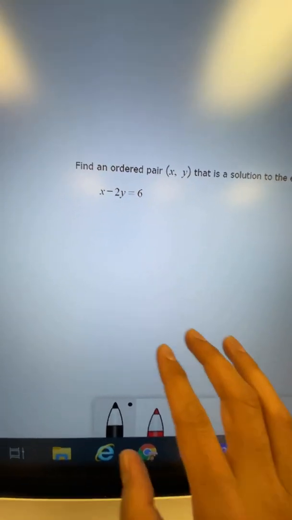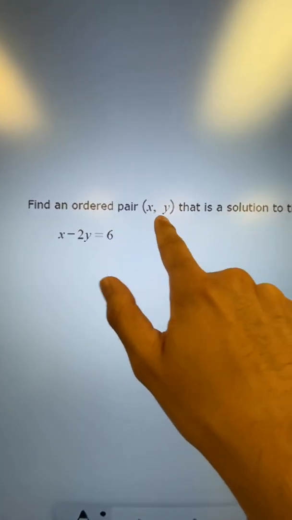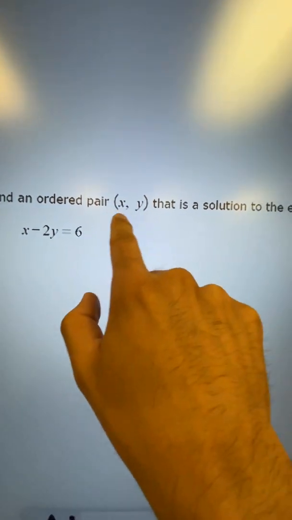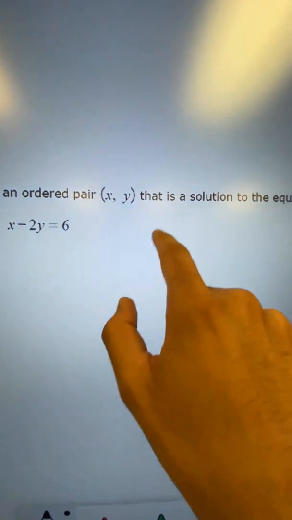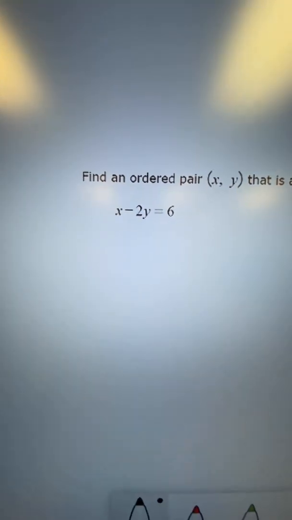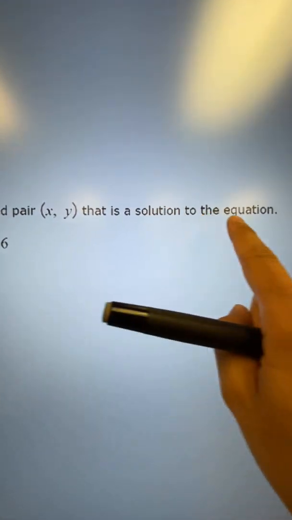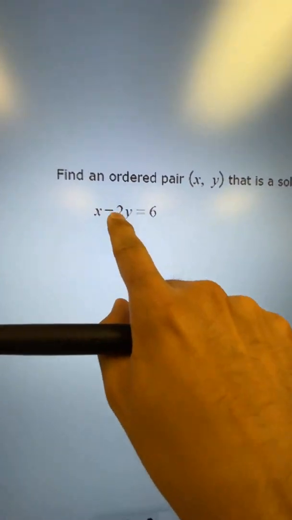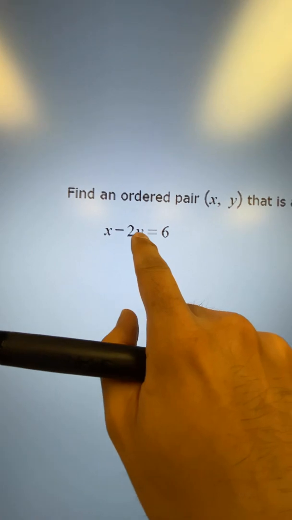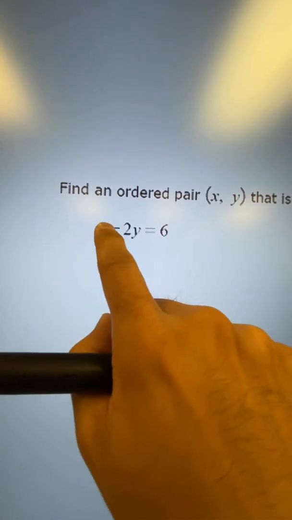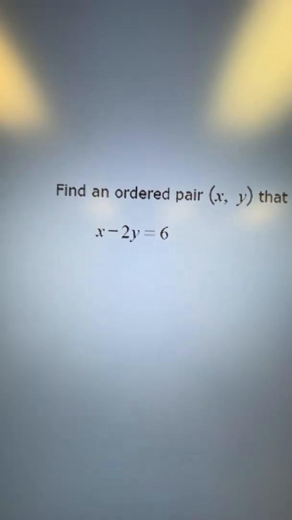In this example here, we need to find an ordered pair. So notice that next to the ordered pair, you see x and y. So basically, we need to find an x and y value that's a solution to this equation here. Keep in mind, a solution to an equation means that you're going to find two numbers that when you replace x and y and you simplify this using order of operations, you should get 6 as your answer.